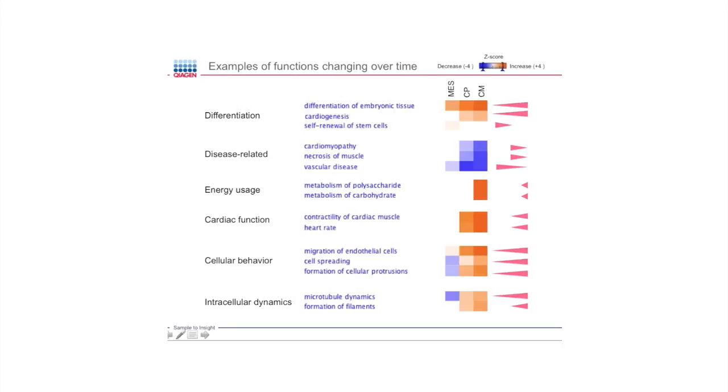Some you only see at the very end. They're increasing, but you only see a signal at the very last time point. So the metabolism, polysaccharide. You see contractility and heart rate going up. Migration, the cells are moving around, predicted. There's the change in the cellular dynamics, like microtubules and actin, things like that are changing as the cells progress. So that gives you a big overview of what functionally is happening over time.